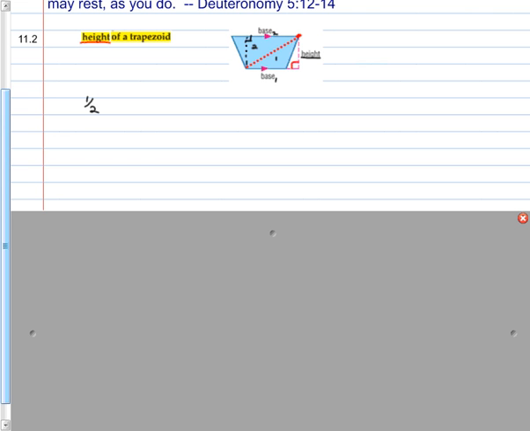1/2 base times height, and it would be base 1, if I'm doing triangle 1, times its height. Plus, triangle 2 would be 1/2 base 2, because it has a different length base, but it has the same height, so I can use the same letter. Now, if we use a little algebra and factor out things that are common, what do you see common in these two terms? H is common. What else? 1/2 is common. I'm going to factor out a 1/2 and an H, and I'm left with what from the first term? Base 1 plus base 2.